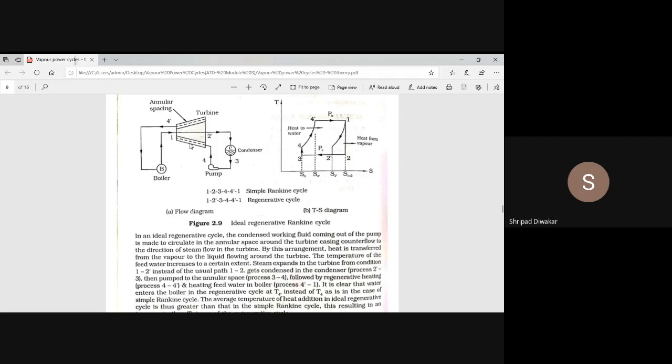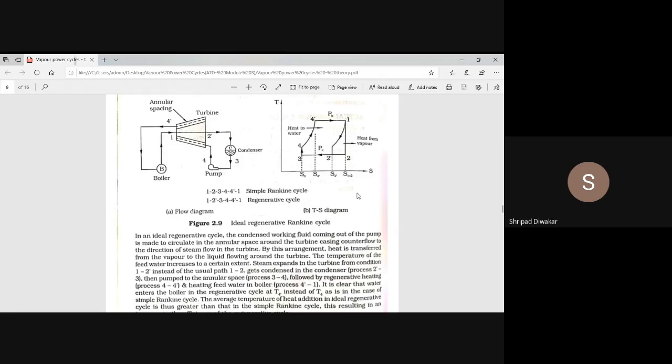Okay, I can tell, 1 to 2 dash is your expansion work in the turbine. 2 dash 3 is your condensation work in the condenser. 3 to 4 is your pump work. And you remember 4 to 4 dash, it is most important. 4 to 4 dash is your regenerative work. And 4 dash 1 is what? 4 dash 1 is your constant temperature heat addition. Okay, so like that we are having the process.